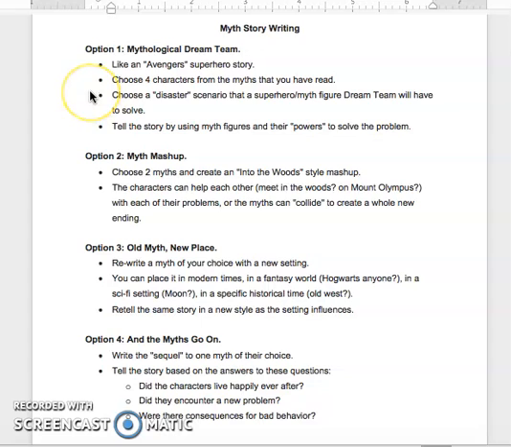Then choose a disaster scenario that a superhero or myth figure dream team will have to solve together. Tell the story by using the myth figures and their powers to solve the problem.